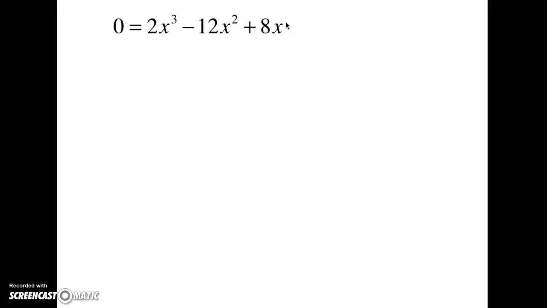In this next example, we're going to start off a similar way. We're going to factor out an x first. Oh, excuse me, 2x. Then we're going to take a look at the inside: x squared minus 6x plus 4.